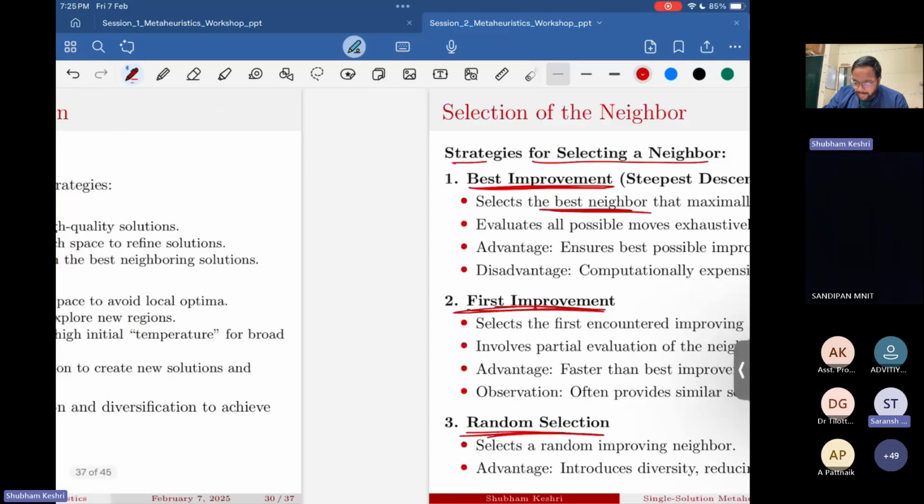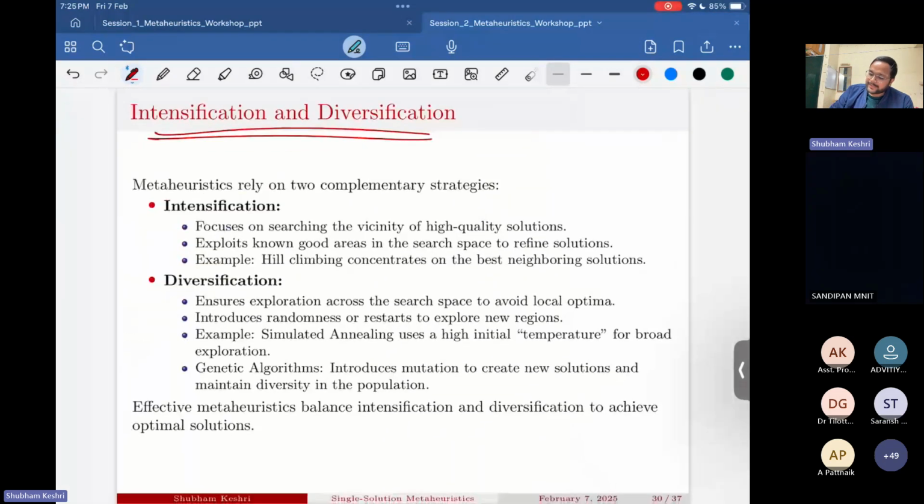Sure. Thank you. Okay, so why is this slide after this slide? This is because there is something called intensification and diversification. Intensification means focusing on that solution and exploring only that region. Diversification means focusing on the larger spaces. You move to some other space and so on and so forth.